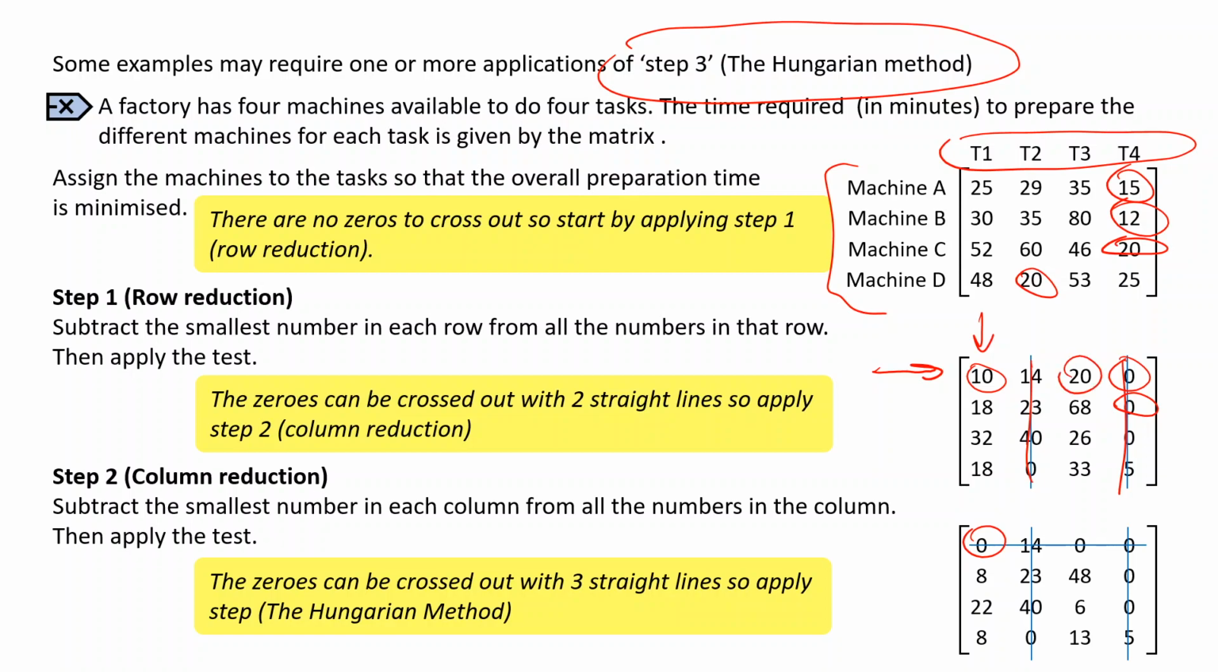In this column, 20 is the smallest number, so we end up getting 0 here, 48, 6, and 13 when we subtract 20 from the rest. And again, 0 is the smallest number in this last column here, so that column won't change. And this time we can cross out our zeros with a minimum of 3 lines, but because this is a 4 by 4 matrix, we need to cross the numbers out with 4 lines minimum.